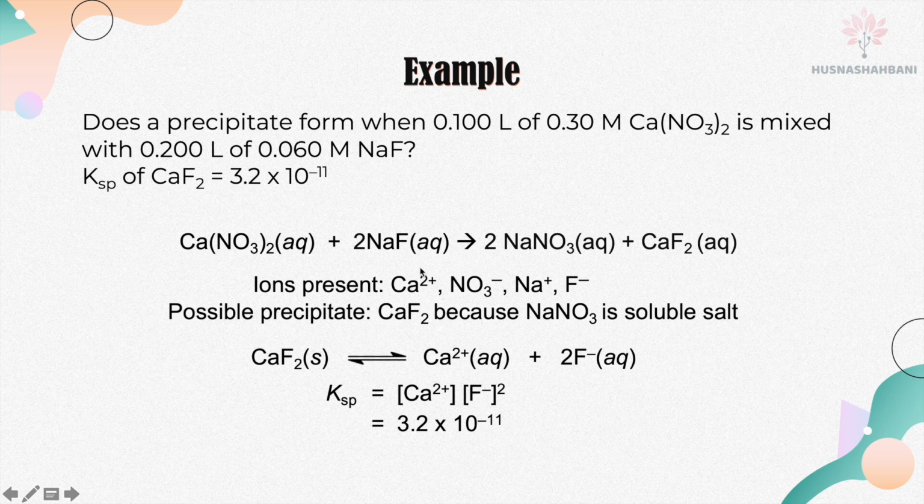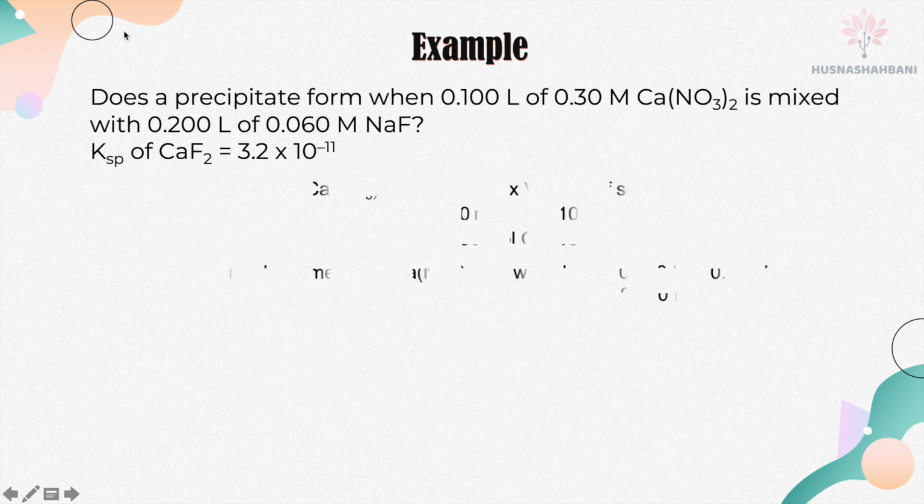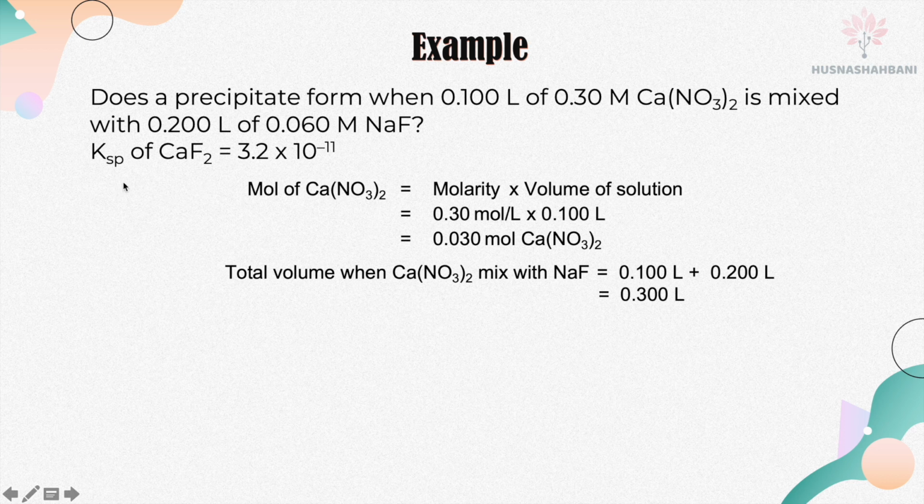Now we need to look at whether a precipitate will form. We need to know whether QSP is more than KSP, because if QSP is more than KSP, a precipitate will form. We have the value of KSP, and we want to identify QSP. To do that, we need the concentration of Ca2+ and F-, but we only have the number of moles of Ca(NO3)2, which we can get from the volume and the molarity.